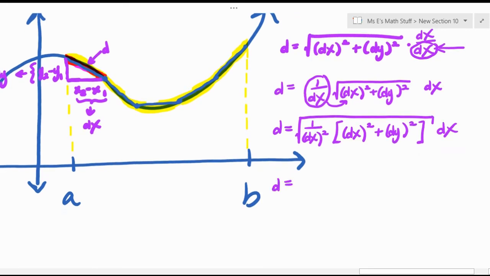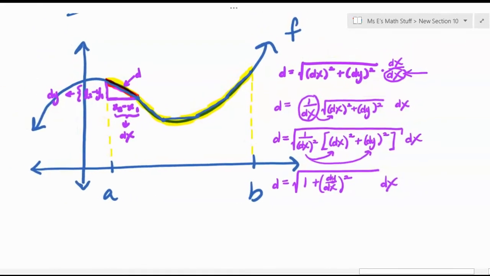Next step, and it's okay if you're not sure where I'm going with this, just as long as the steps make sense as we go. Next step is going to be to distribute 1 over dx squared in. What do you think we get when we multiply 1 over dx squared times dx squared? That's right, we get 1. And I hope it makes sense: when you multiply 1 over dx squared into dy squared, you basically get dy dx quantity squared. And then you've got this dx over here at the end.